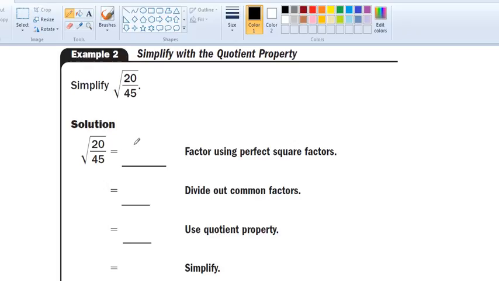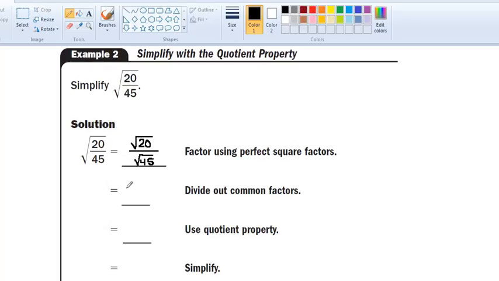All right, so here's what we're going to do. We're going to split this up into pieces. So let's split it into square root of 20 over square root of 45. Now you're going to be surprised when we get done here. This actually is going to come to a number without any square root symbol over it.